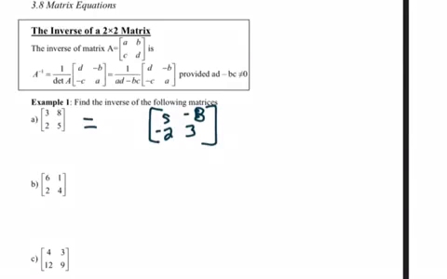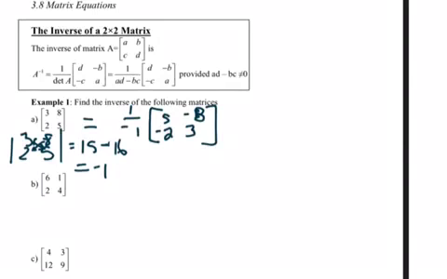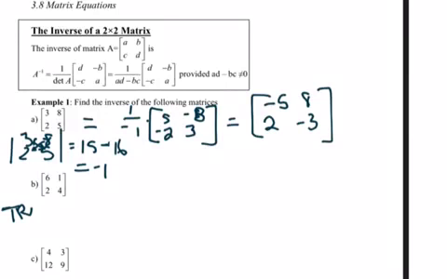So to find the determinant, we're going to have 3, 8, 2, 5. And remember, we do left to right diagonal multiply, which is 15, and subtract from that the other diagonal, which is 16. Oops, forgot the 1. So that gives me a determinant of -1. So I have 1 over -1 times this 2 by 2 matrix. So the inverse matrix is -5, 8, 2, -3. I want you to try B in a second.